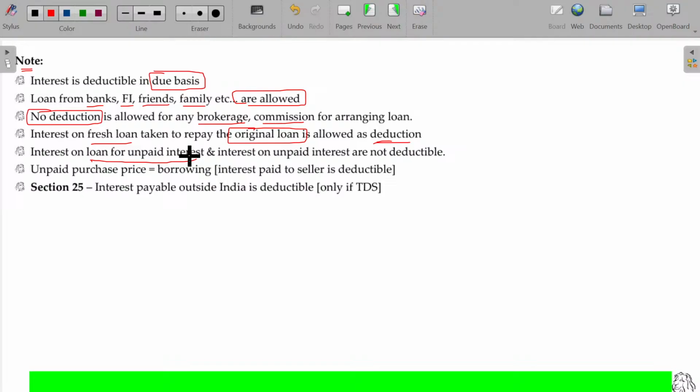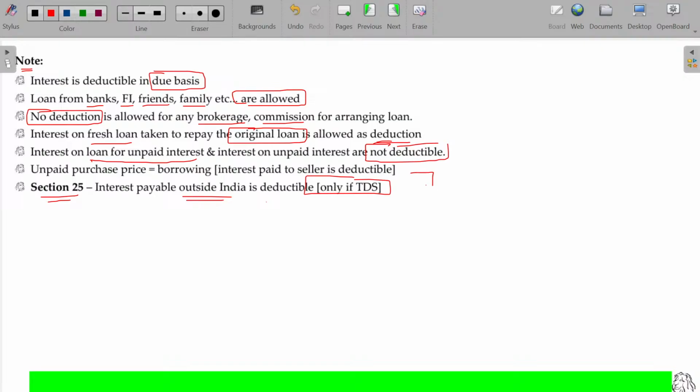Right. Interest on loan for unpaid interest. During the installment period, you fail to pay. Because of that, interest is charged on interest also. Interest is added on the accumulated, unpaid interest. That will not be deductible because it's not a housing loan. Now, regarding section 25, if the interest is payable outside India, that can be deductible only if TDS is deducted.